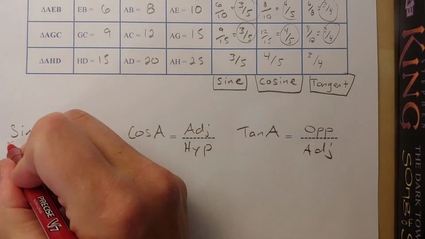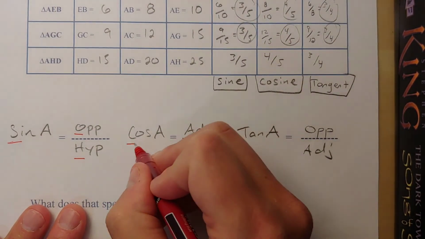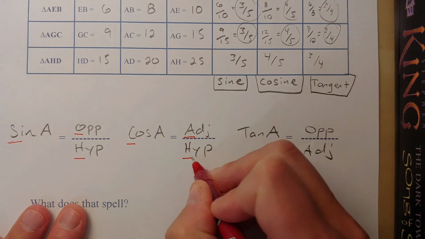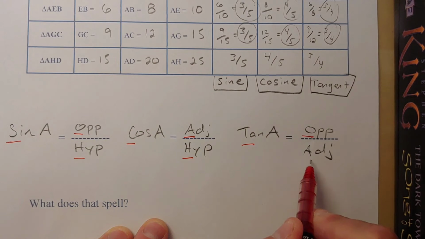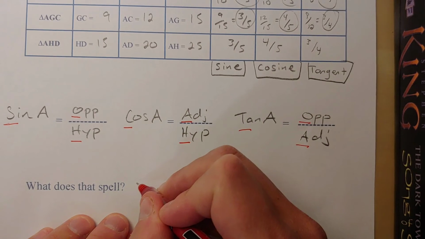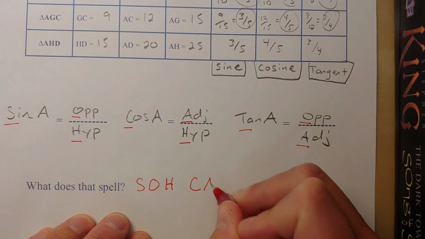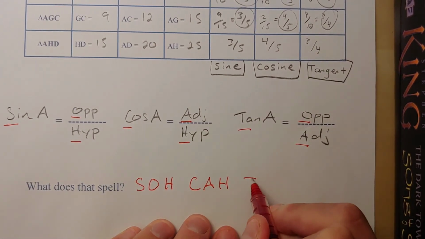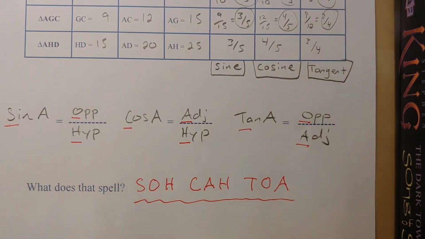Sine is equal to opposite over hypotenuse. Cosine is equal to adjacent over hypotenuse. Tangent is equal to opposite over adjacent. What does that spell? SOHCAHTOA. This is a nonsensical little phrase that people use to remember their trig ratios.